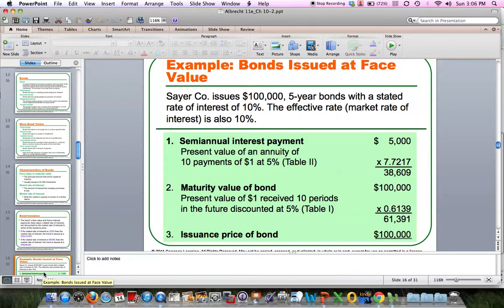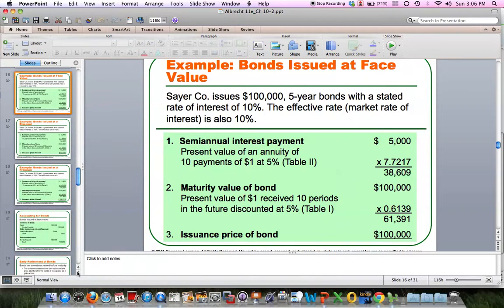Here are some examples of that, and you will begin to see them on pages 466, 467, and also on 468. So be sure to look through some of those. They will also show you some of the keystrokes that you would use on a financial calculator to calculate these.